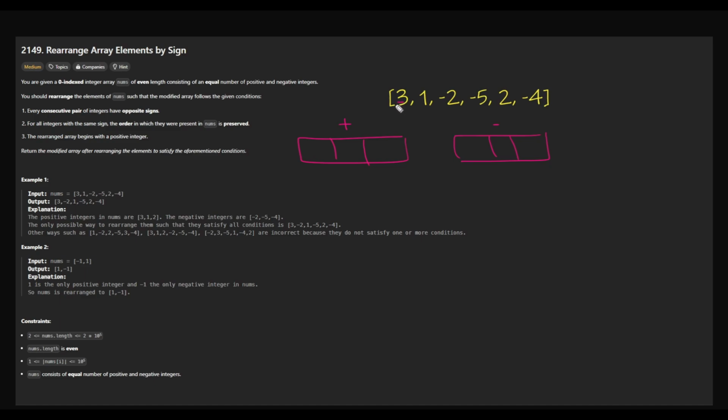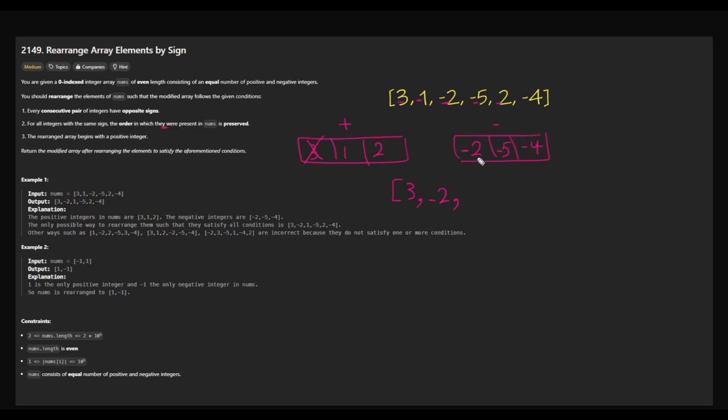The 3 is a positive number, so it goes to the positives. 1 as well. -2 is for the negatives. -5 is negative. 2 is positive. -4 is negative. And at this point, building the result array should be pretty straightforward. We need to start with a positive, so we're going to take one element from the positives. So let's say 3. And then one from the negatives to alternate.